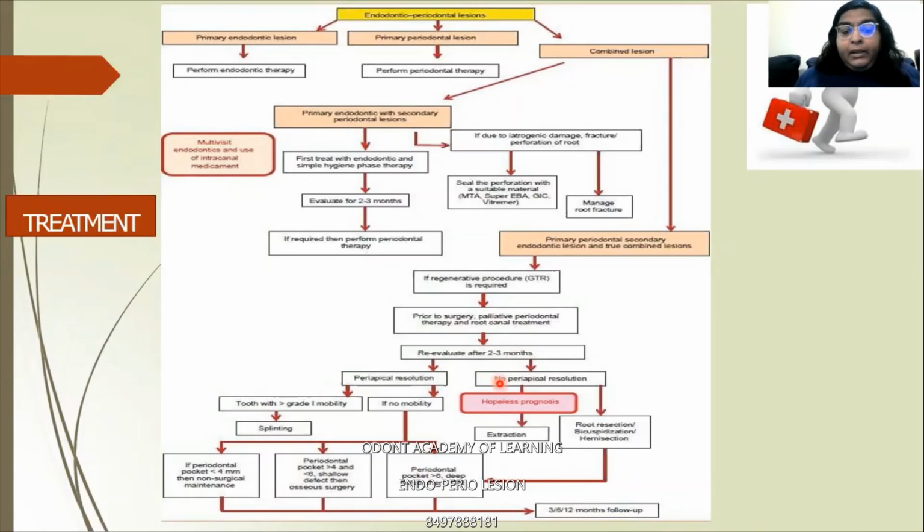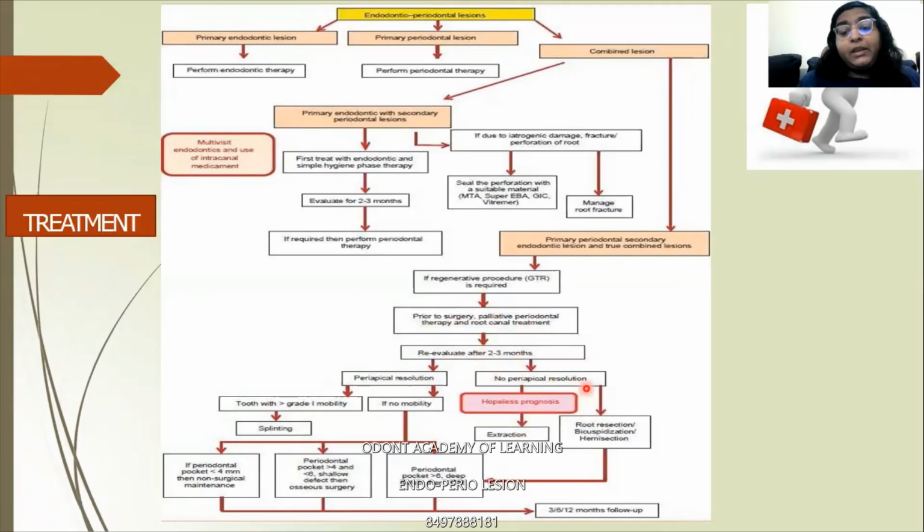Okay. Now, after performing the first two steps, that is RCT and palliative periodontal treatment, you reevaluate after 2 to 3 months, and there is no periapical resolution. In such a case, in the case of a hopeless prognosis, that means the tooth is not responding to the treatment that you have done, then you go for an extraction.